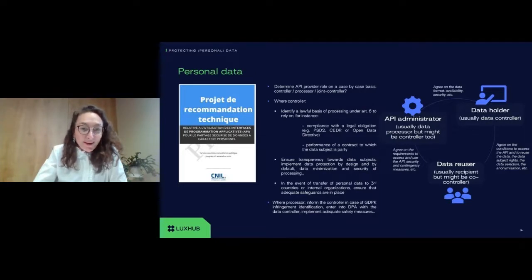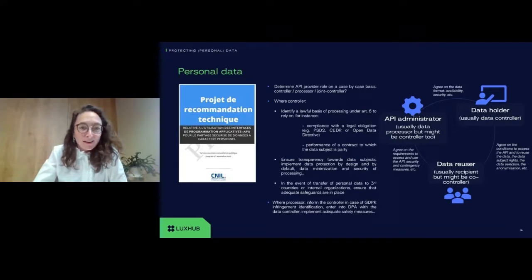Who is what? Then that is the question. Well, the data holder is usually the data controller because it is the one that is already holding the personal data. So it has the contact with the data subject and it has already a processing that is existing. Then this data holder, and I will take a parallel with what we do with PSD2.